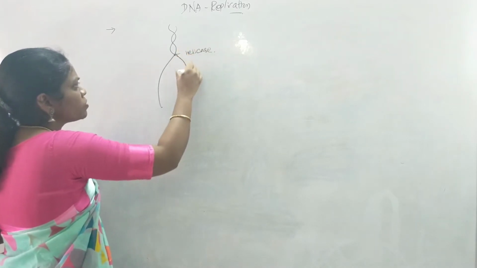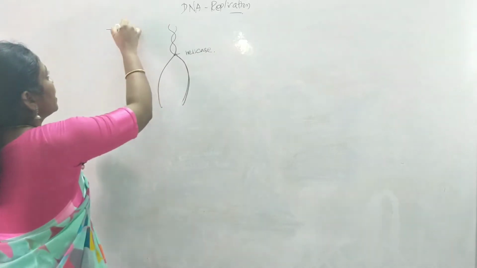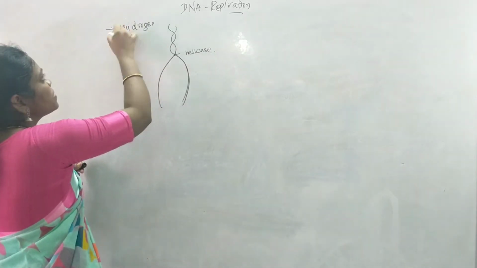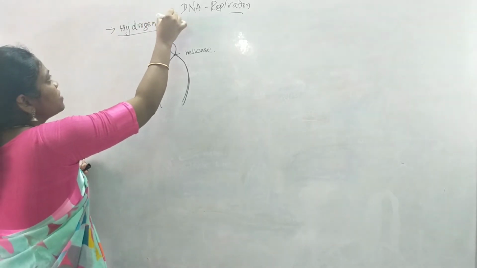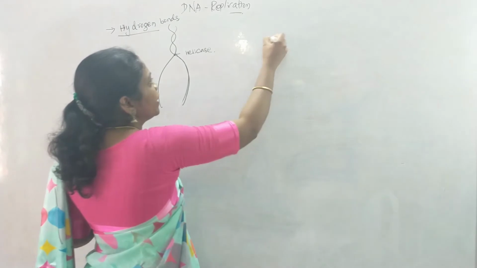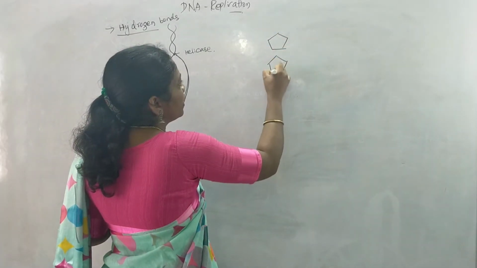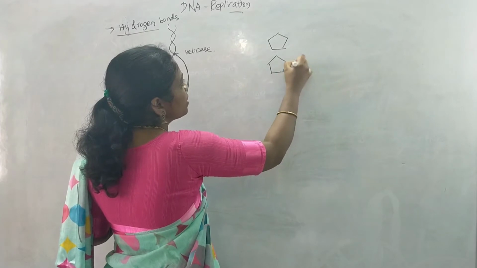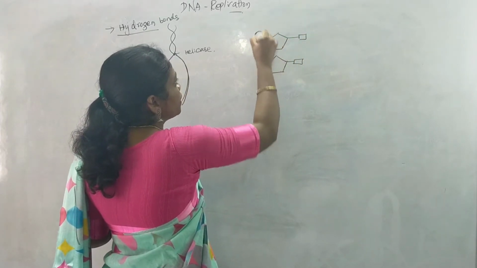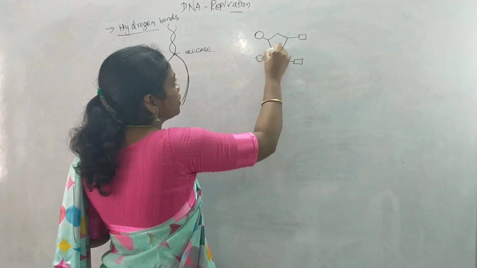These topoisomerases will break the hydrogen bonds between the nitrogenous bases. When we draw the DNA structure, we can identify how the pentose sugar and other structures are arranged. This is the pentose sugar attached with the nitrogenous base, and here you can find a phosphate group, and here also one phosphate group, and they are attached in this way.